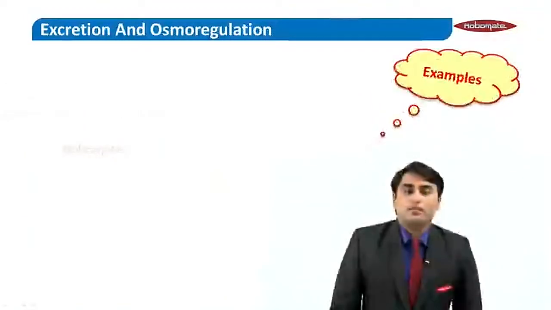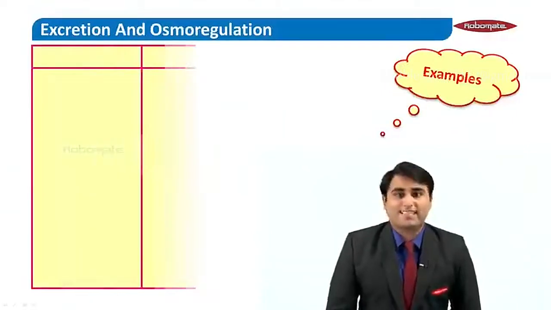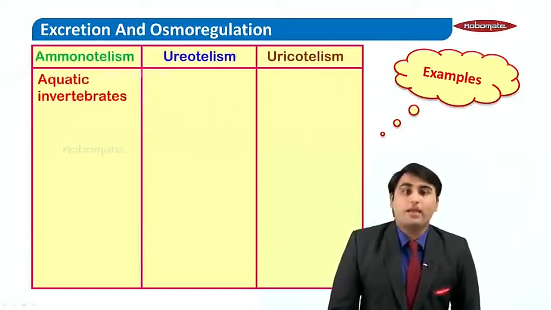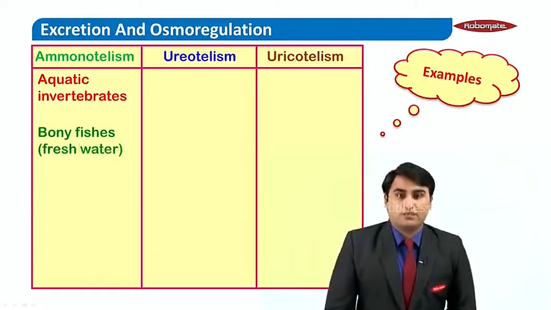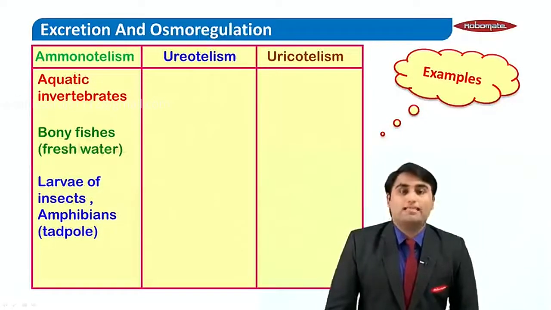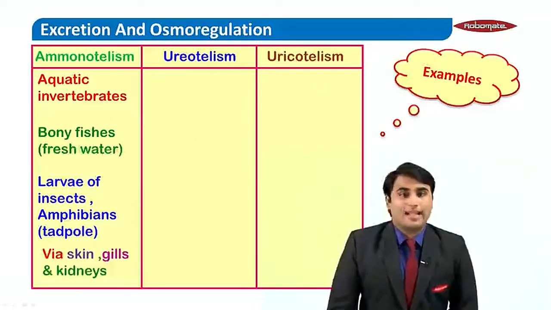Now let's see the examples, which are the organisms that show these different modes of excretion. First of all, let's see ammonotelism. Ammonotelism is seen in aquatic invertebrates. So aquatic invertebrates show excretion of ammonia, along with fishes such as bony fishes present in fresh water, larvae of insects and amphibians, especially their larvae called tadpoles, which show ammonotelism. This ammonia is excreted via their skin, gills and kidney.